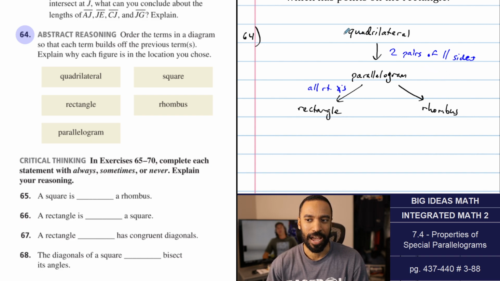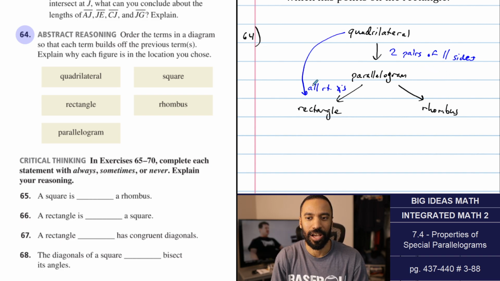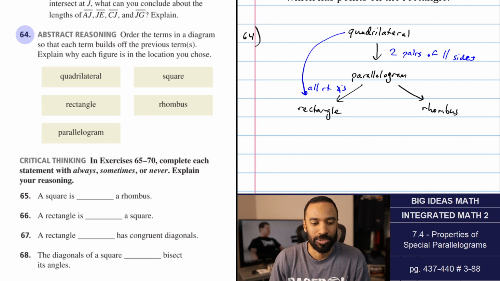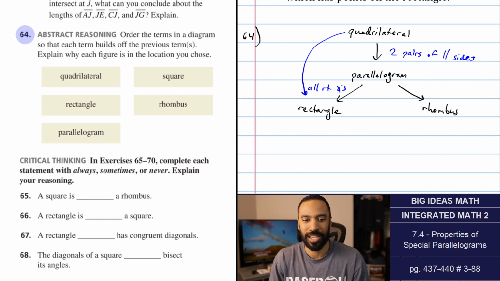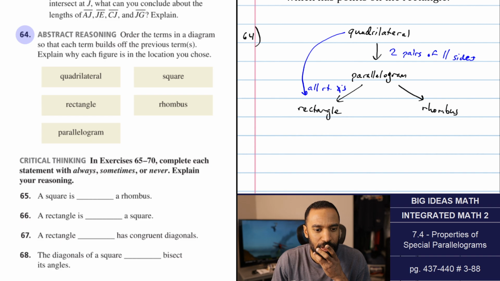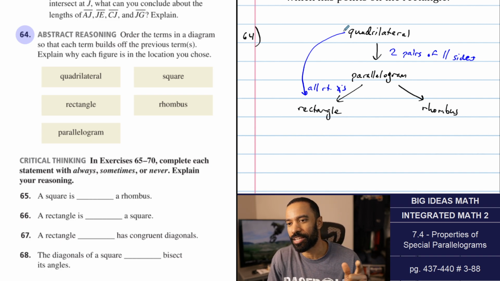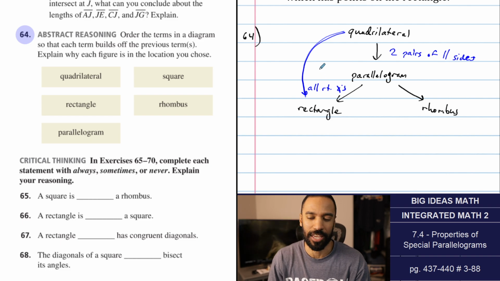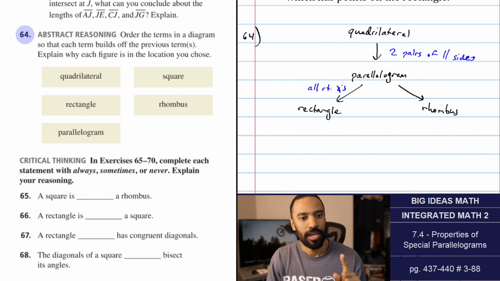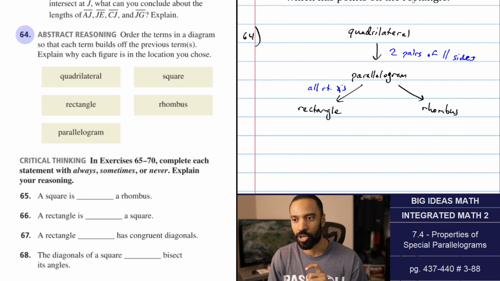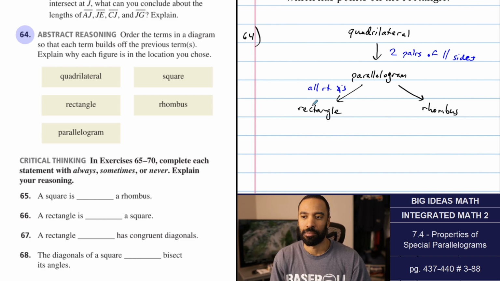I'll stick with this for now because I could have done quadrilateral to rectangle. I'm wondering if I should do that, where it builds off of it. I've never done diagrams that way, so I probably won't. I was thinking here I could say a quadrilateral with all right angles is a rectangle, but they do say builds off the previous term or terms, so I'm going to do that.